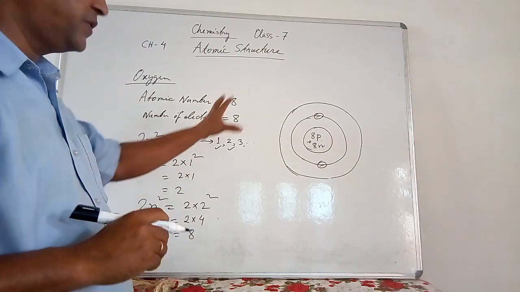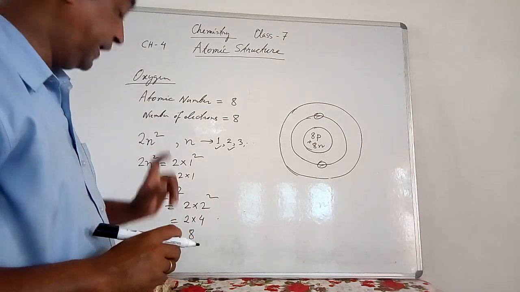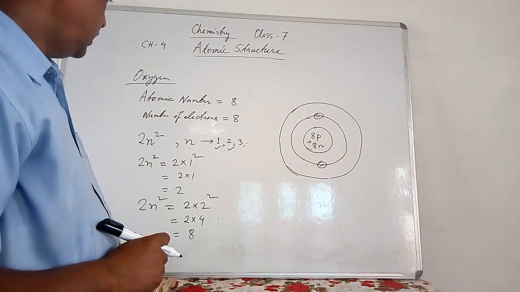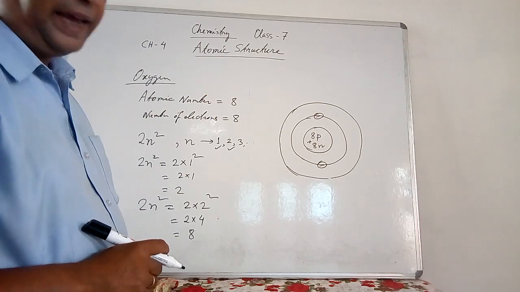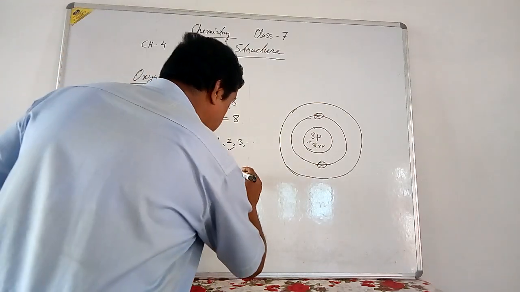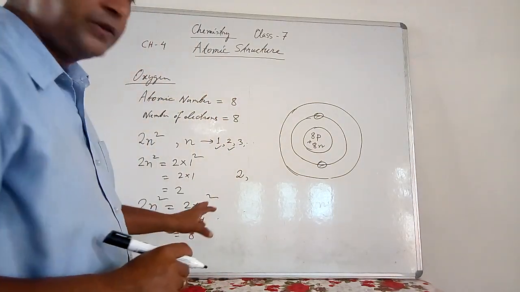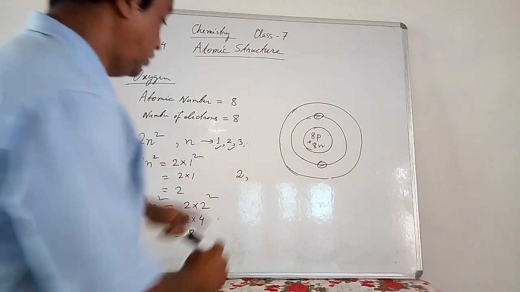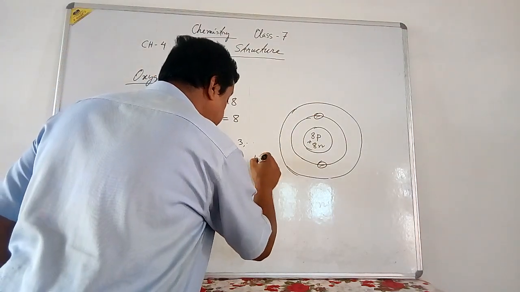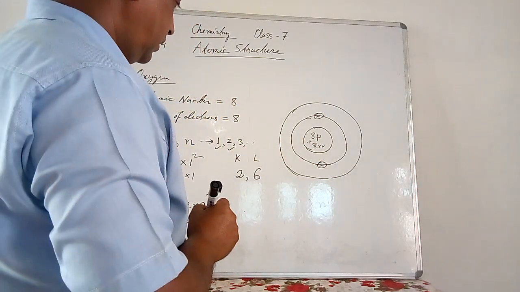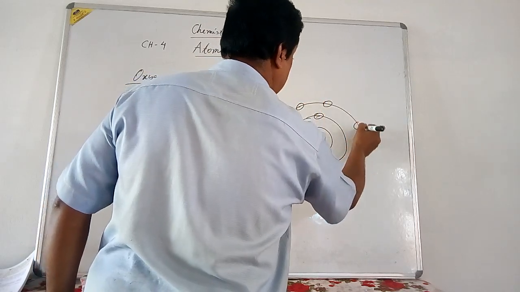Now let's see how many will be in the second shell. Now in the second shell there will be maximum 8 electrons, but how many electrons are there altogether? 8. That means in the first shell you have already taken 2. Now if you want to find out how many electrons will be in the second shell, that means 8 minus 2, it will be 6. That means in the K shell it will be 2, L shell it will be 6. So there will be 6 electrons in the second shell.